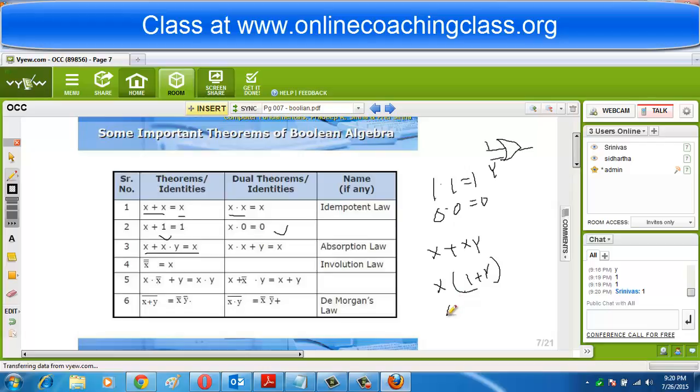So we can write it as x dot 1. Now it is an AND operation. In an AND gate, if one terminal is 1 and the other terminal is x, then what will be the output? Whatever the value of x, that will be your answer. So your answer will be x. So it is equal to x. See here, is it proved?